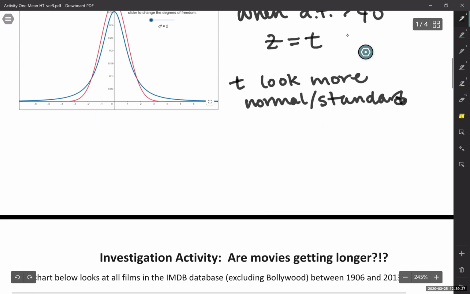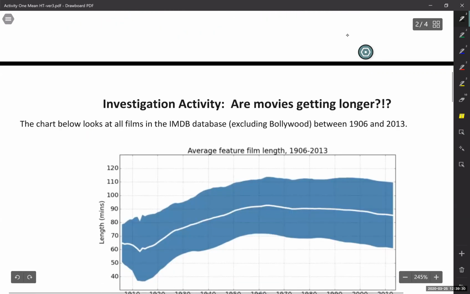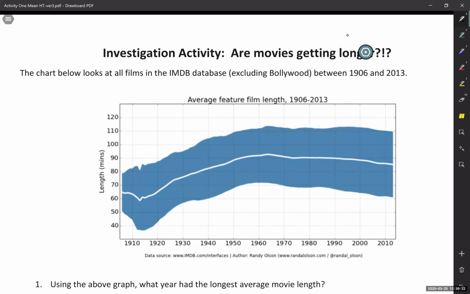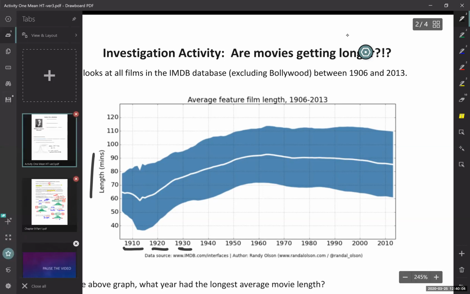All right, so here's the activity that we're going to do today. What I want you to do is look at this page here and just answer these 3 questions that are listed below. Before I go, I just want to explain what we're looking at. This is the average feature film length from 1906 to 2013. On the y-axis, we have the length in minutes. And on the x-axis, we have the year that's being discussed. So go ahead and look at the picture and then see if you can answer these 3 questions.